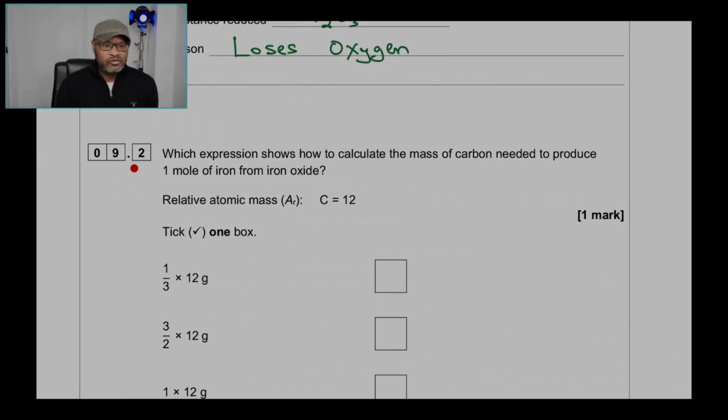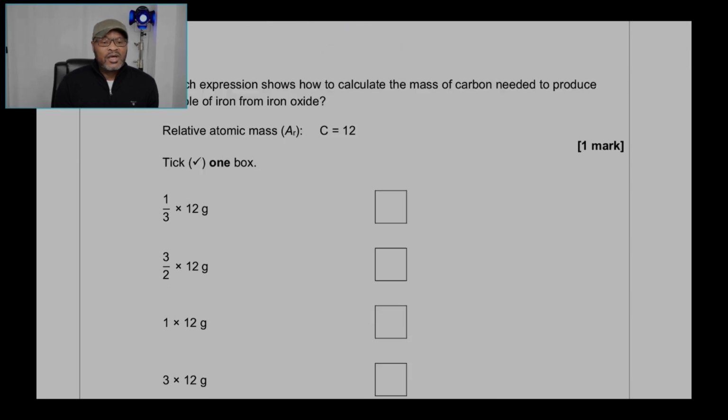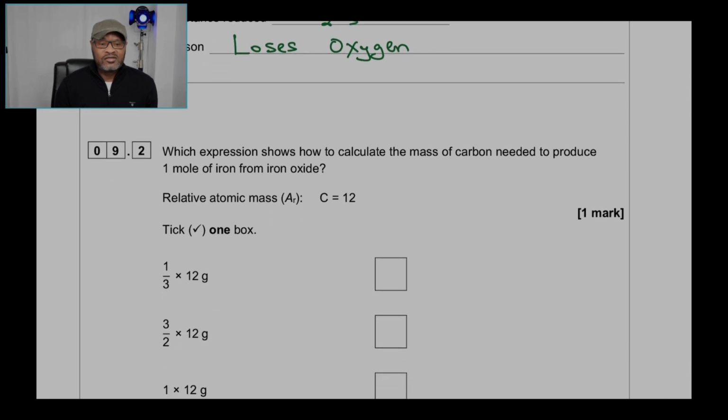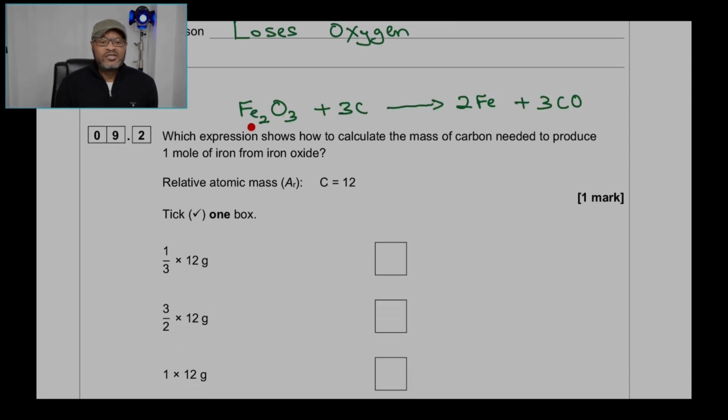Question 9.2. Which expression shows how to calculate the mass of carbon needed to produce 1 mole of iron from iron oxide? The relative atomic mass of carbon is 12 grams per mole. The unit is missing. So in this case, we need to write down the equation again to help us know what we're doing here. So this is the equation. As you can see, 1 mole of iron(III) oxide is producing 2 moles of iron, but we need 1 mole of iron, so that's what they're telling us. The stoichiometric mole has to be 1 mole.